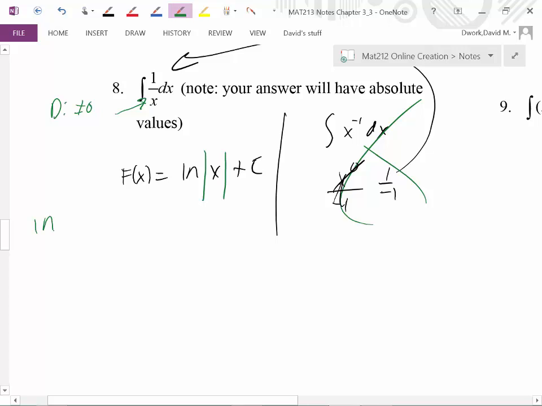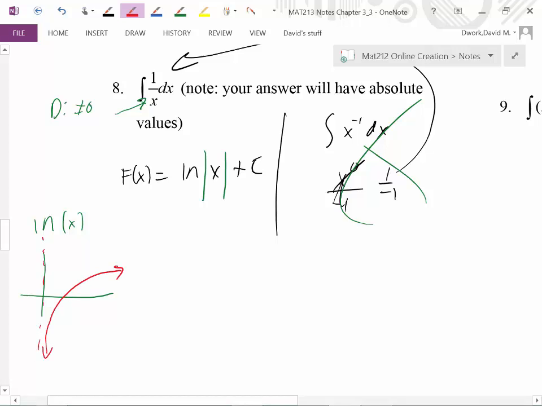But the problem is, excuse me, I'm going to cough. The problem is that the natural log's domain, if we don't have the absolute values there, if you remember that function, the natural log function has a vertical asymptote at 0, and then it looks like this.